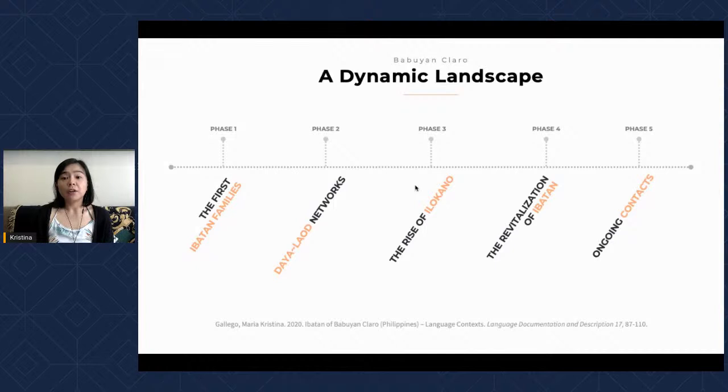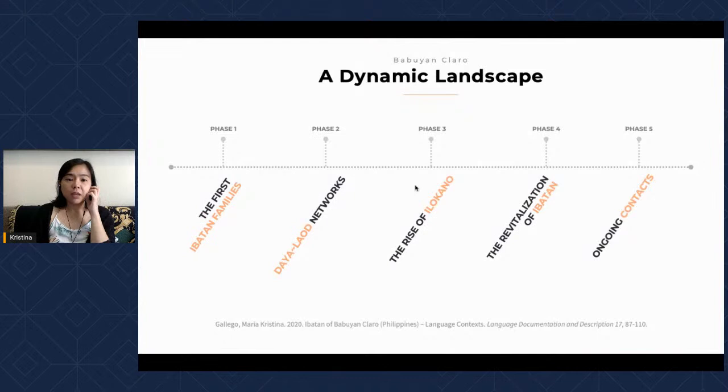Finally, at present, Babuyan Claro is becoming further integrated into the larger nation state of the Philippines. So with improved geographic mobility, the Ibatans can choose to go to the mainland instead of Kalayan for university or for work, and to conduct official business. And this leads to less exposure to Ilocano and more exposure to Filipino.